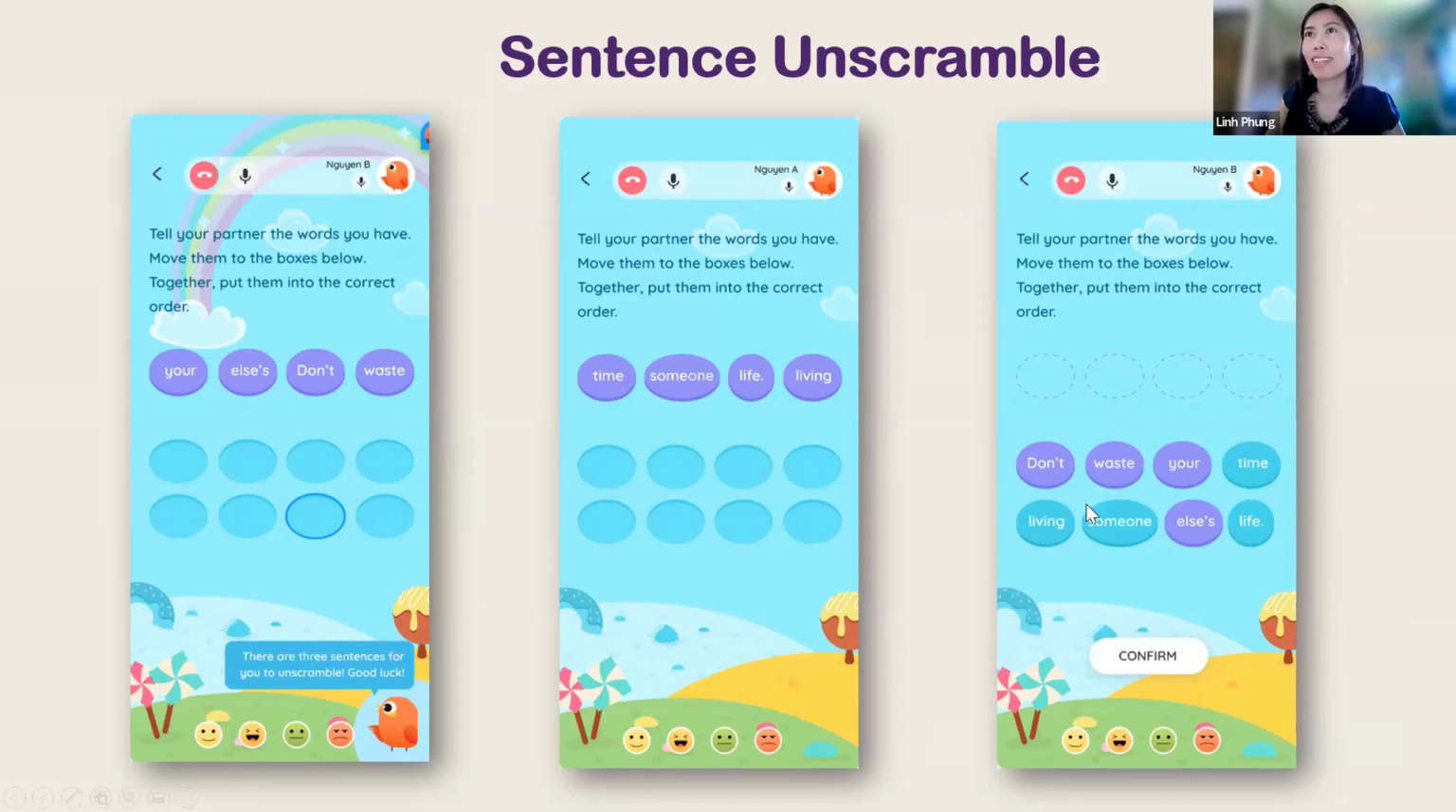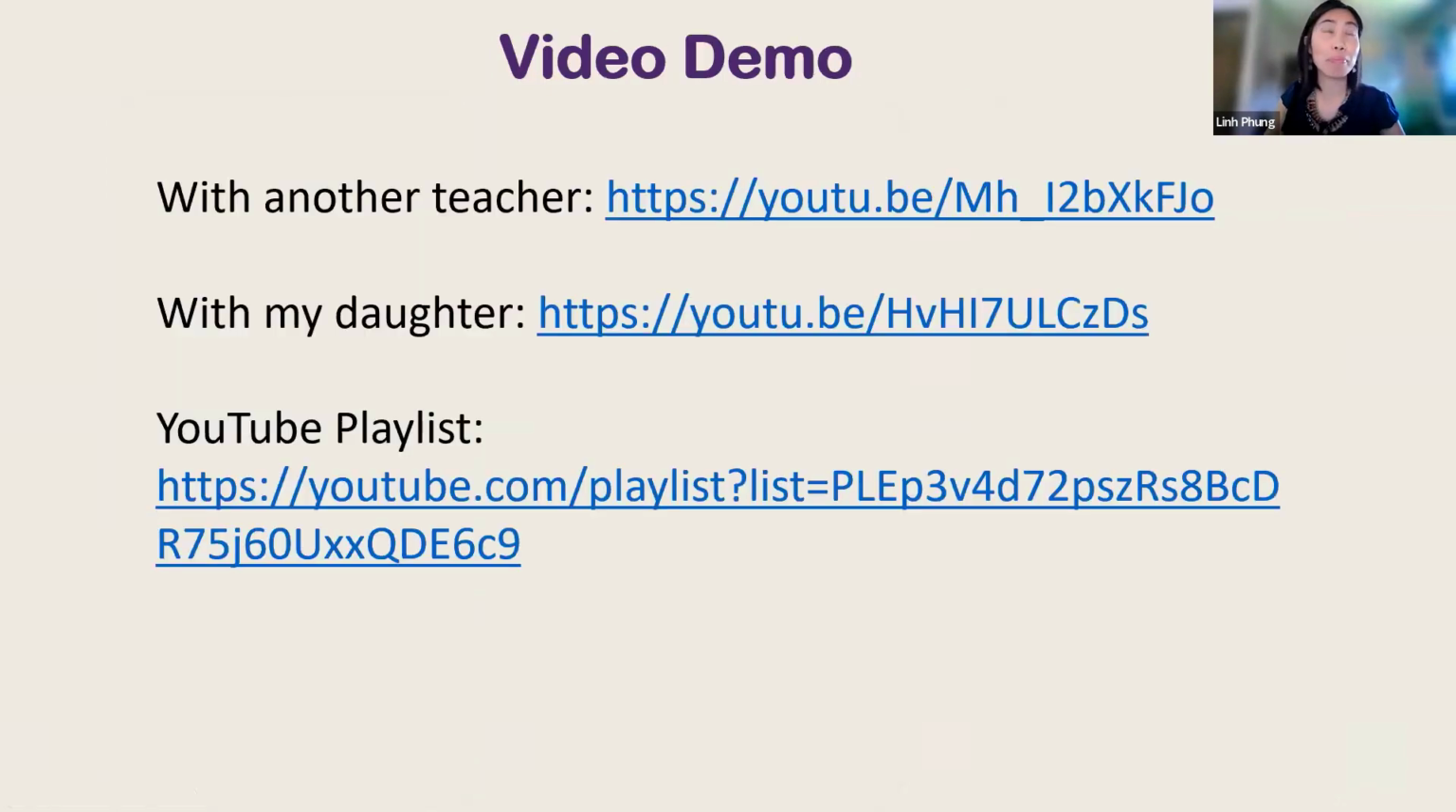So this is a sentence, a quote that I really like from Steve Jobs. Don't waste your time living someone else's life. Don't be trapped by dogma. So I remember it because I use his speech to teach in a class. So this is another type of task I have in that.